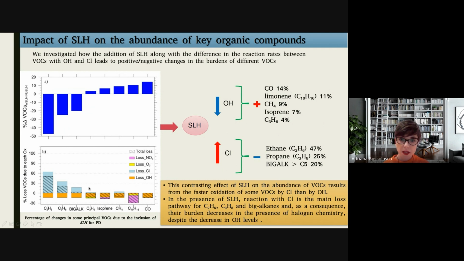And the opposite behavior is observed for example for ethene, propene, and big alkanes, in which the loss due to chlorine is the dominant loss for these VOCs. So as chlorine increases, these VOCs are reducing.